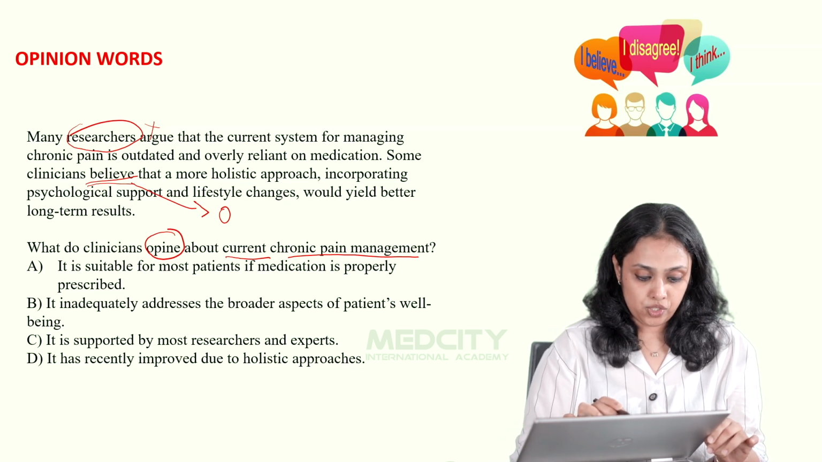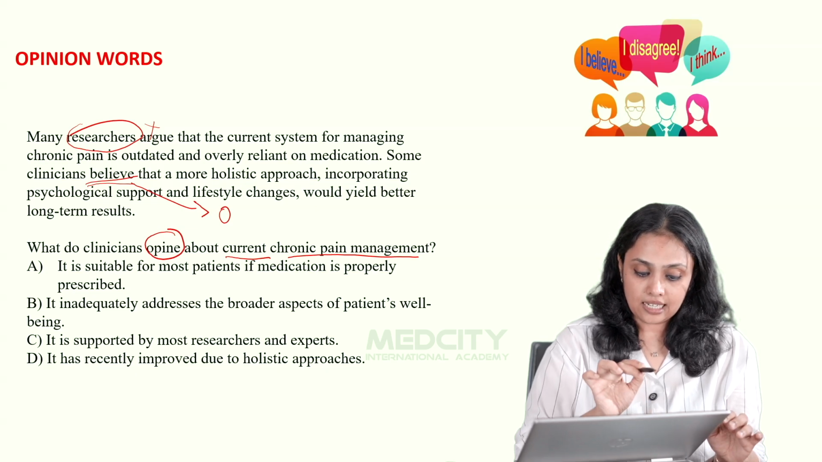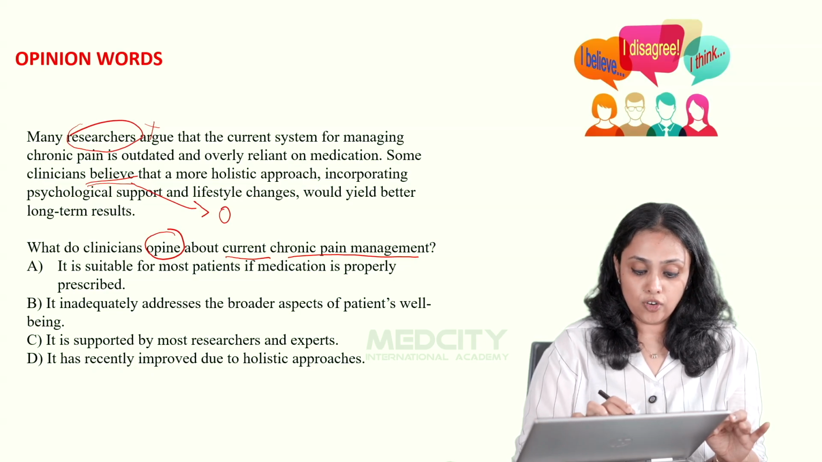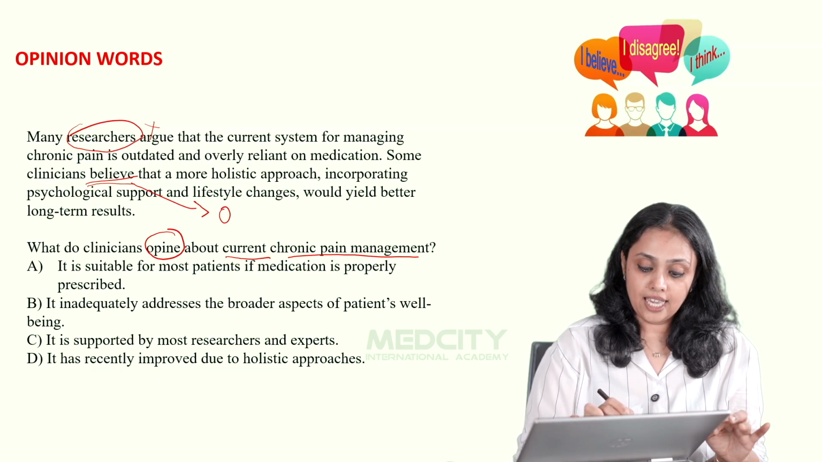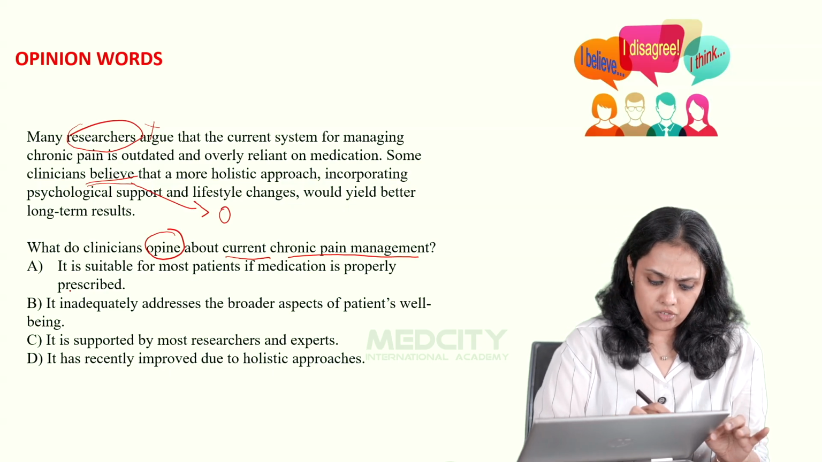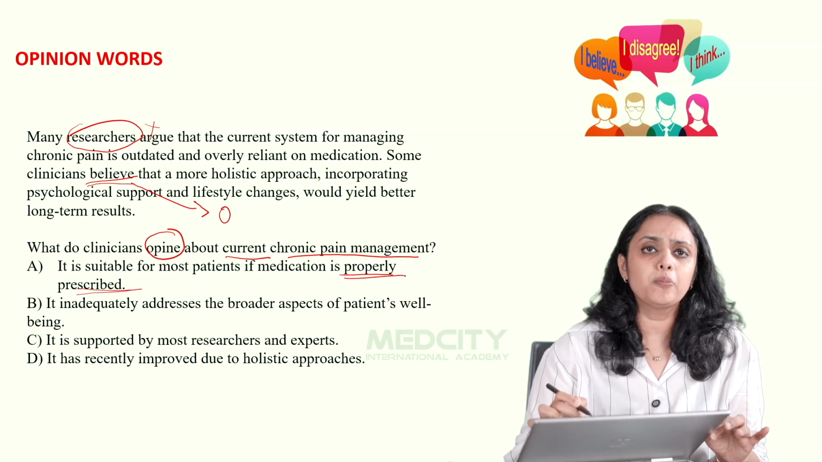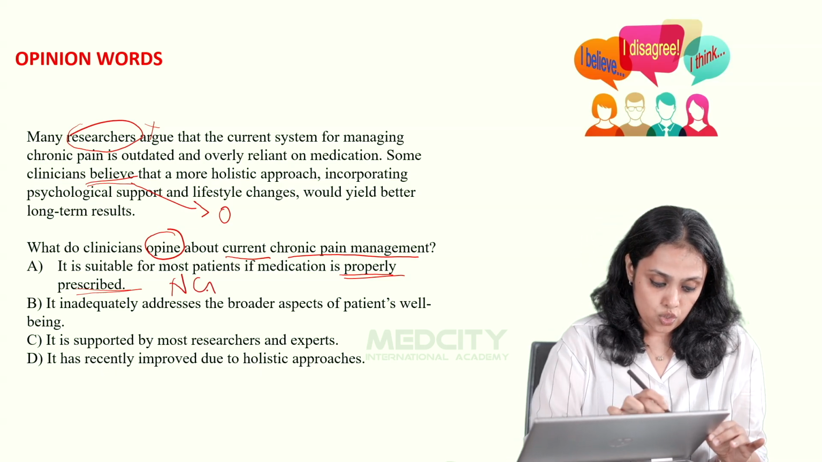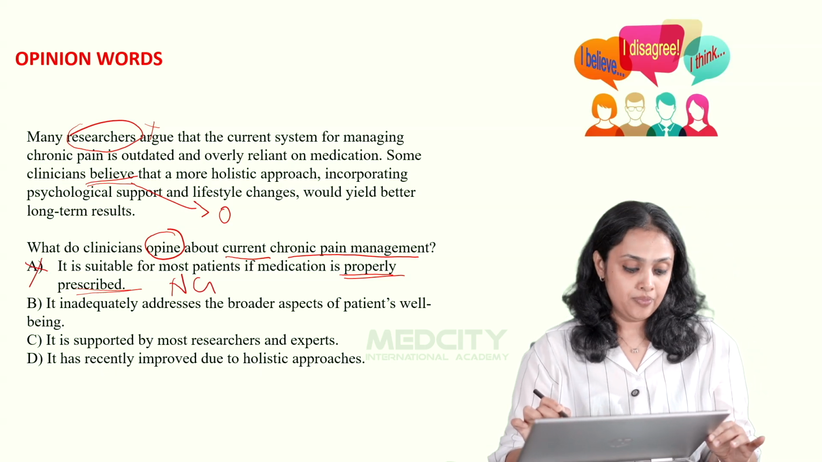Now let's go through the options. Option A says that, as per option A, it means that clinicians opine that the current chronic pain management is suitable for most patients if medication is properly prescribed. Is such a statement regarding prescribing properly given in the extract? No, it's not given. So we can eliminate option A.